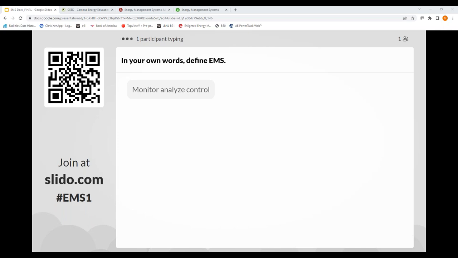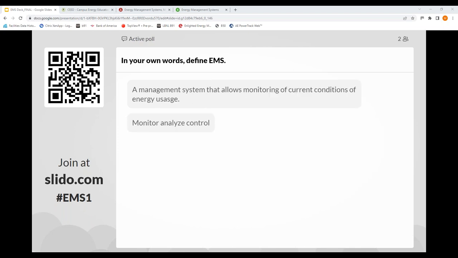All right, monitor, analyze, control. Yep. A management system that allows monitoring of current conditions of energy use. Yep, absolutely.